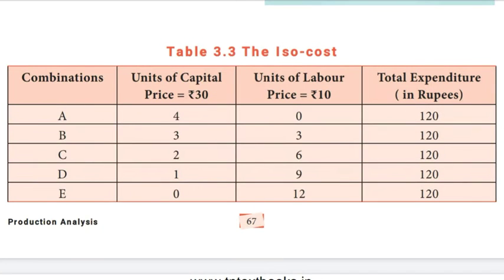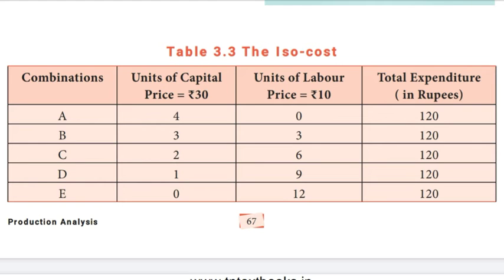Suppose a producer has a total budget of rupees 120 and, for producing a certain level of output, has to spend this amount on two factors, labor and capital. The price of factor K is rupees 30 and labor is rupees 10. The iso-cost curve can be drawn by using the following hypothetical table. As shown in the table, there are 5 combinations of capital and labor. Combination A represents 4 units of capital and 0 units of labor, and this combination costs rupees 120. Similarly, the other combinations B, C, D, and E cost the same amount of rupees 120.